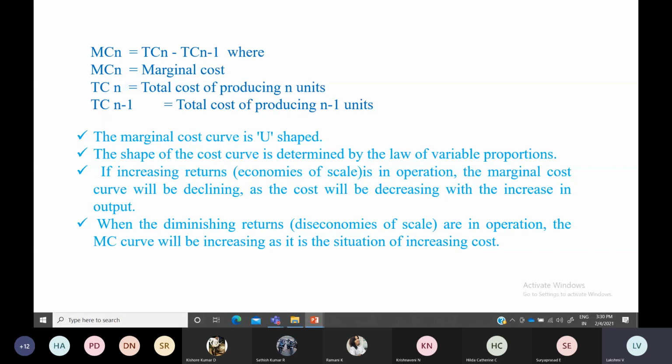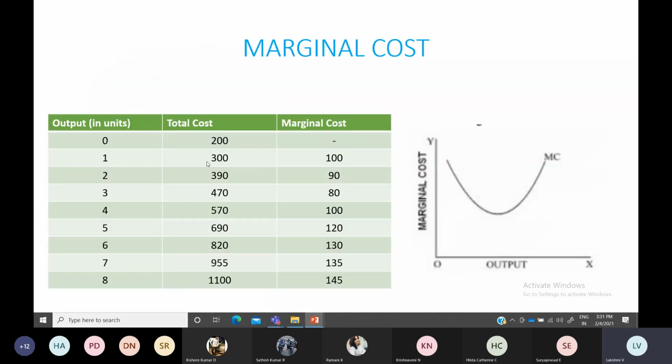Okay, so if your business operations are going in a smooth manner, your cost will get reduced. But after that, if you are not capable of doing so, then it will start to increase. That is known as diseconomies of scale. So marginal cost, how we are obtaining it, it is a U-shaped curve.